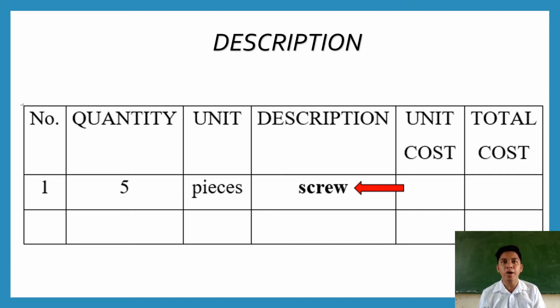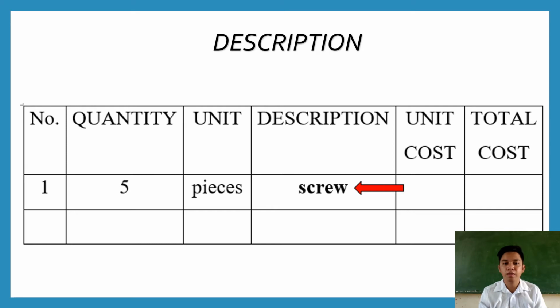Better if you will write the specific name of the item. For example, electrical plier. Okay, what's the brand name? Okay, you will write the brand name. So it's specific or it is specified. Okay, that is better.